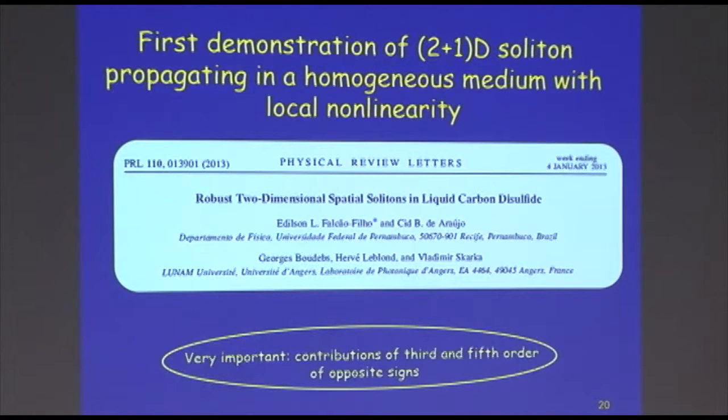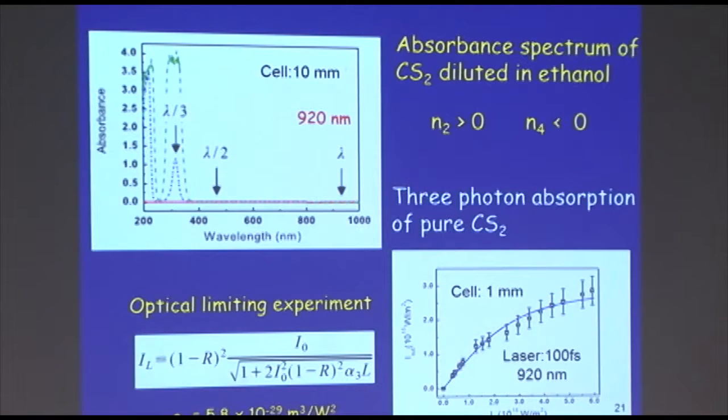So that was an experiment that we did 3 years ago. And for doing that, we used a liquid which is very common for everybody who does nonlinear optics. That's liquid carbon disulfide, CS2. So what was new in that was that we found that CS2 presents a fifth order susceptibility, n4, which is negative, while n2 is positive. So we could have this stabilization.